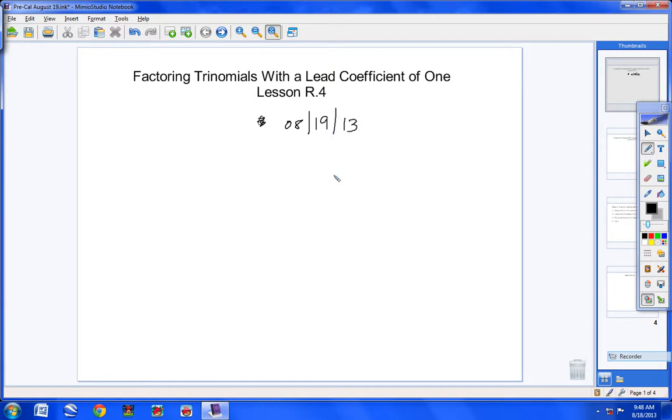19th. Remember, I expect you to pause the video when you need to, and you'll probably have to do that some today, so that's fine. Just pause the video when you have to get caught up, and then we'll keep right on going, okay? Factoring trinomials with a lead coefficient of 1, lesson R4.